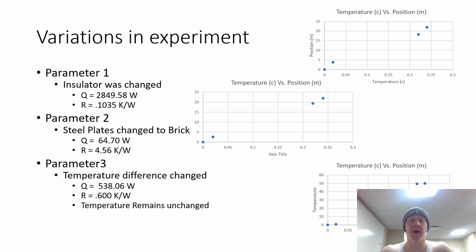For parameter 3, I decided to change the temperature difference. I decided to make the temperature difference 50 degrees Celsius, which is quite big. And as you can see, the heat transfer was 538.6, and my resistance stayed the same as previously. This was surprising to me. I thought the heat transfer would change much more, but in reality it did not.